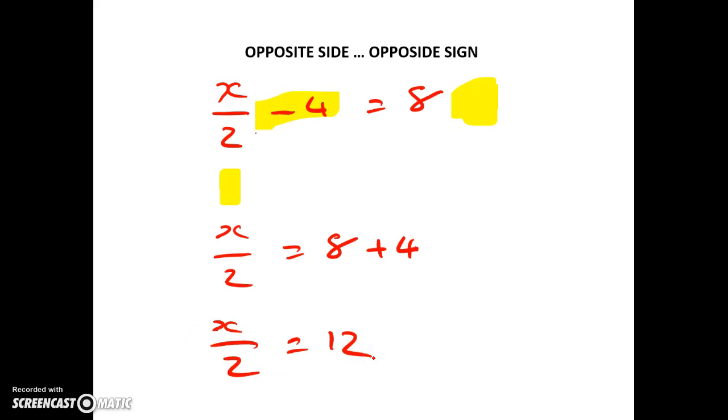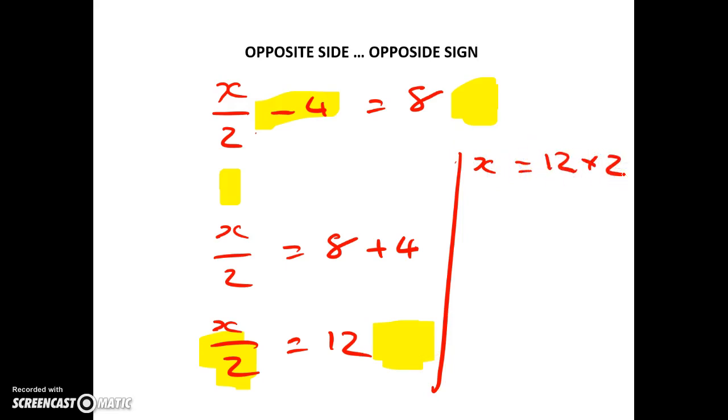Next step, we want to take this divide by 2 business, and we want to do something over to the other side. How are we going to do it? Opposite of divide is to multiply. I'll just put it down here. We can get rid of our x divided by 2 by multiplying on the opposite side. Opposite sign, opposite side. Take the same number, it was a 2, do the opposite thing to it. It was divide, it's now multiply. We've got our answer, x equals 24.